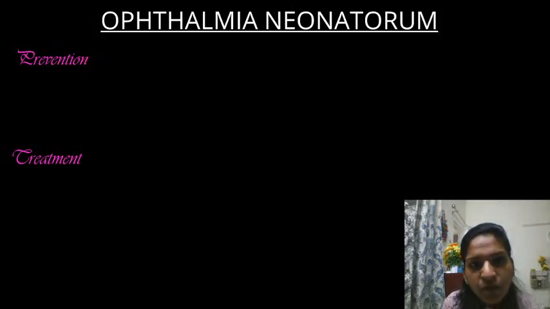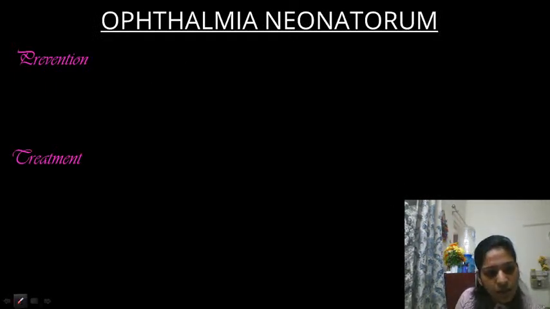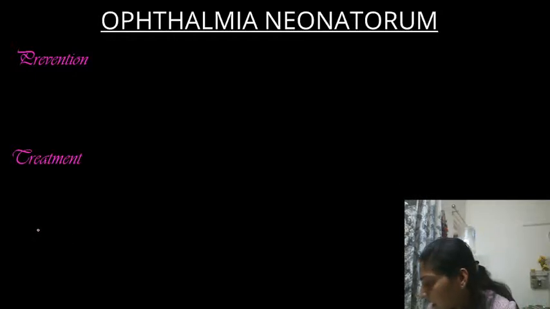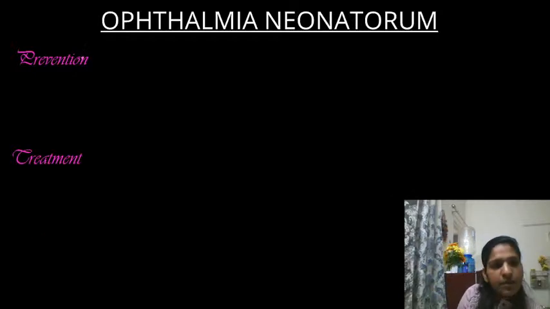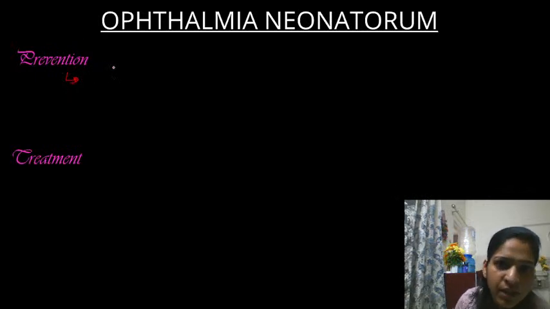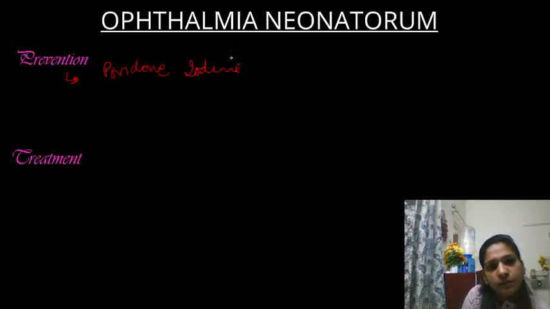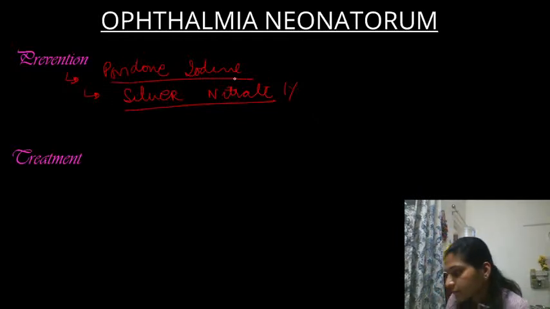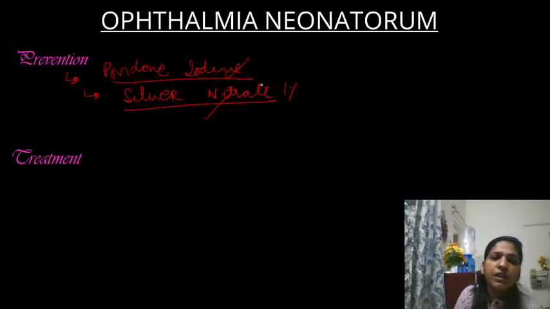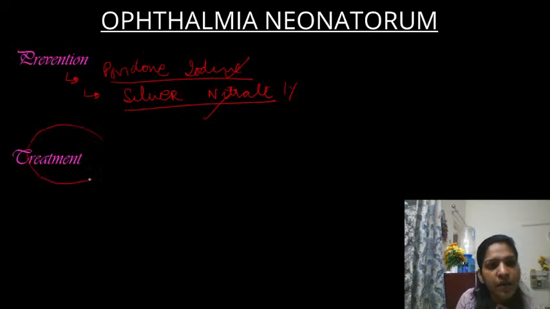Now, prevention of ophthalmia neonatorum. What can we give for the prevention of ophthalmia neonatorum? Can anyone please tell me? Krish, Dr. Yash. Povidone iodine, silver nitrate 1%. Povidone iodine and silver nitrate can be given for the prevention of ophthalmia neonatorum, and treatment is according to the etiology.